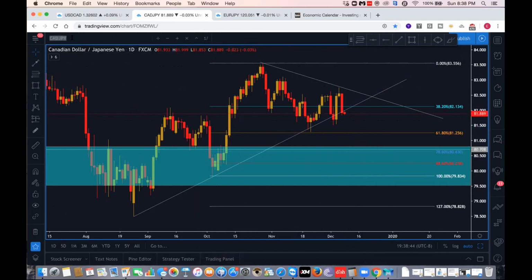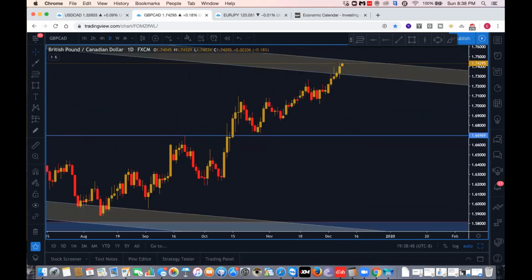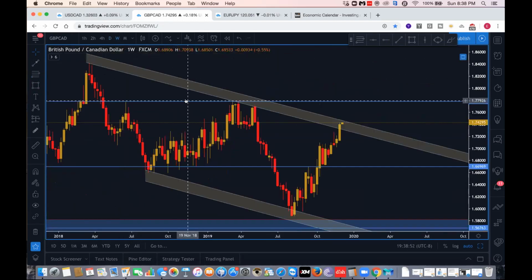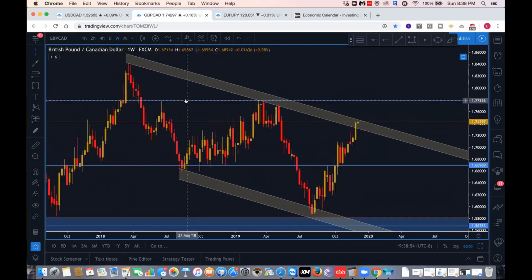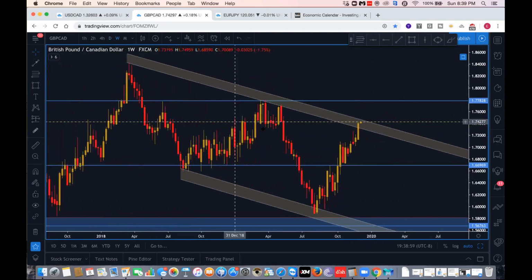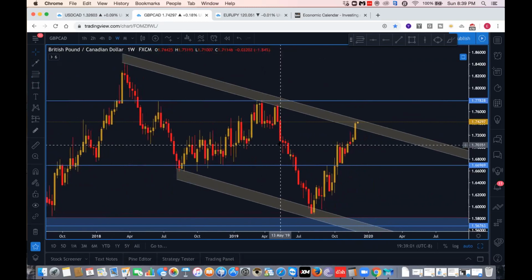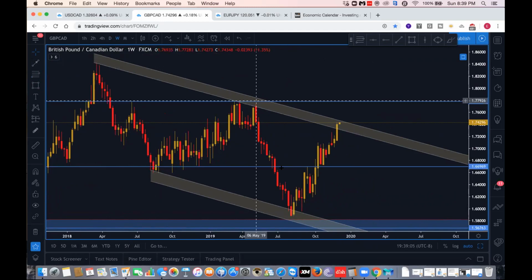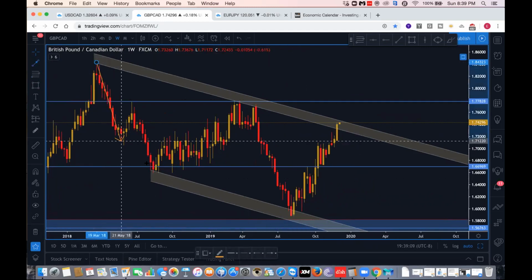All right. Another CAD pair, GBP CAD, and then I'm almost done. With GBP CAD on the weekly chart, this is a critical pair right now. As you can see, we're in a descending parallel channel where price found resistance, pushed down, found resistance, pushed down. And I'm pretty sure if you measure these moves, they're the same.